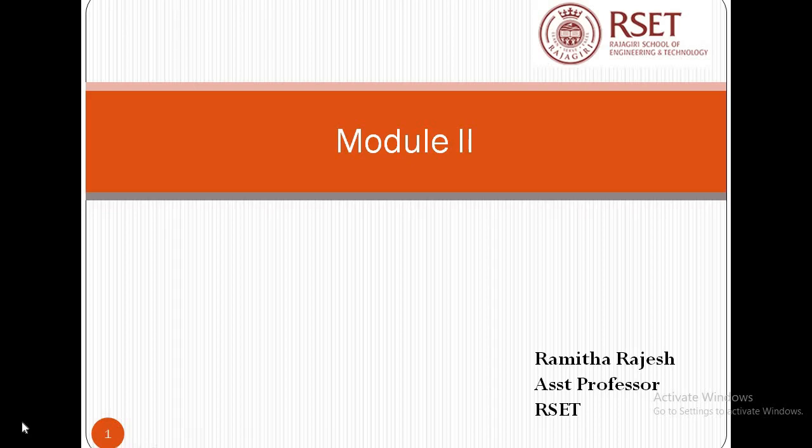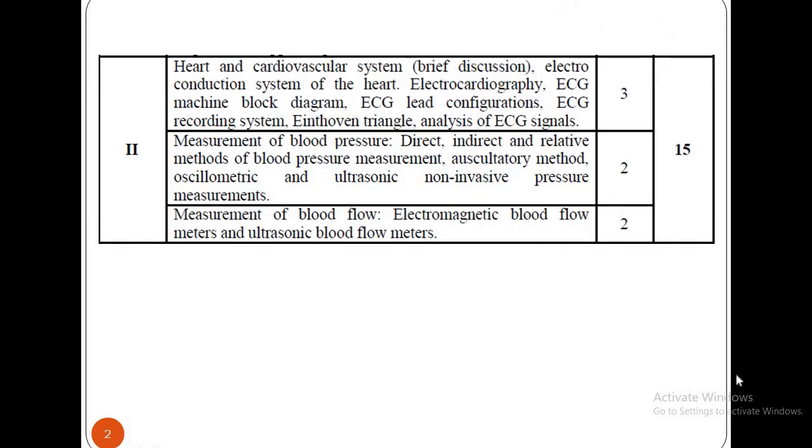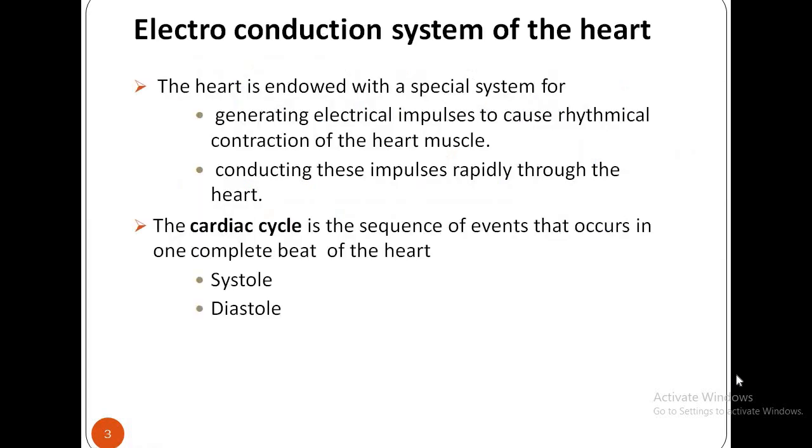Good morning all. This is the second module of biomedical engineering. These are the contents. Electroconduction system of the heart.